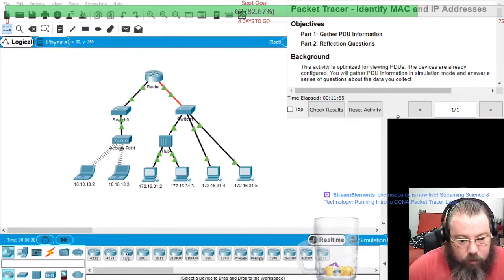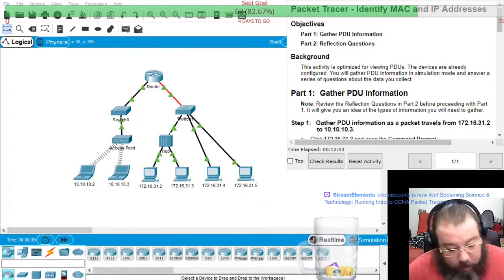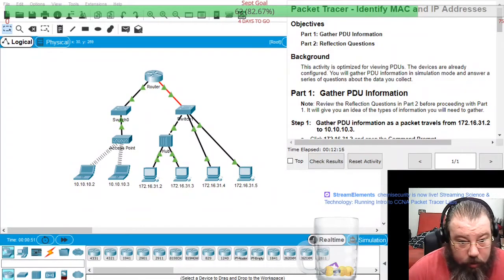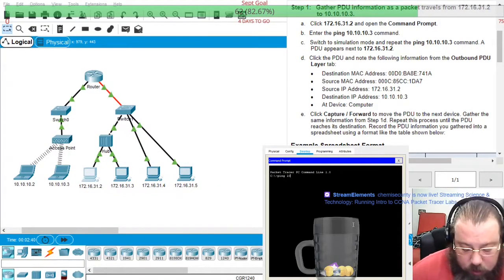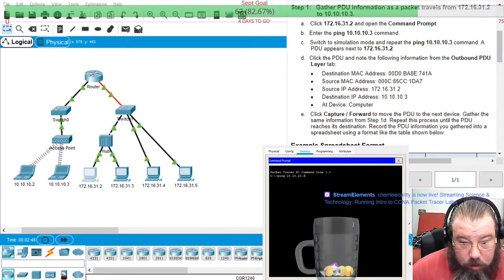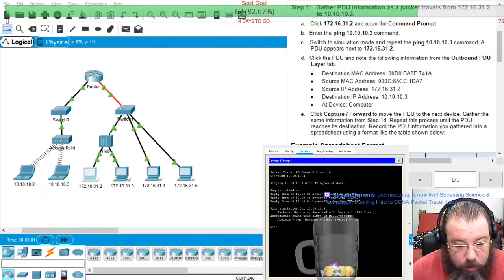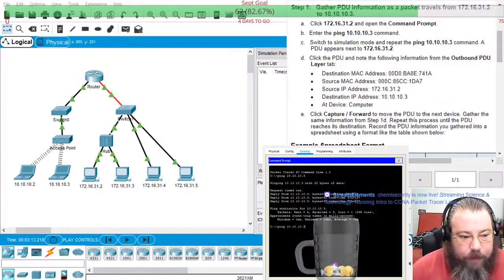So now it's time to go for some identification of MAC and IP addresses. Ping 10.10.10.3. Switch to simulation mode and repeat the ping.